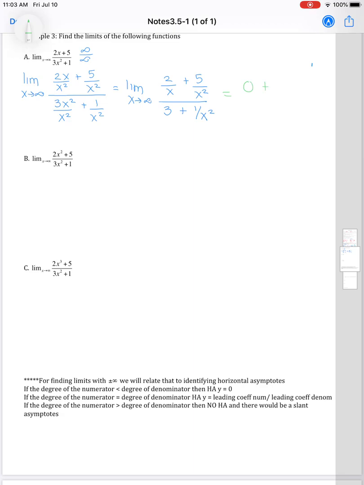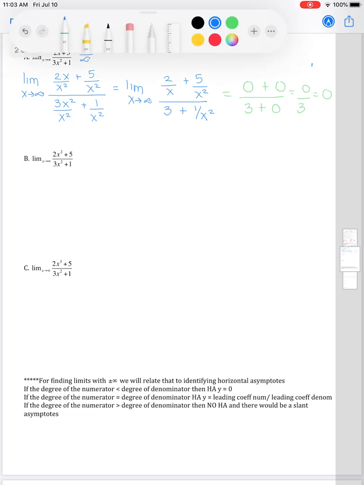So we have 2 over x, well that's 0. 5 over x squared, that's 0. 3 is 3, and 1 over x squared is 0. So we end up with 0 over 3, and anything with 0 in the numerator is going to give you 0 for a final answer.